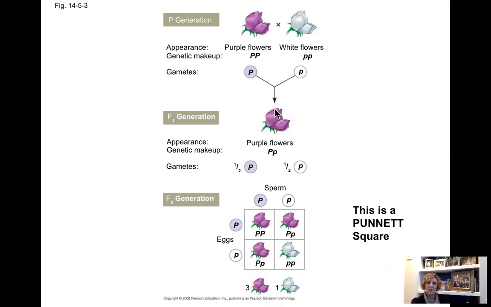And so here we see the law of segregation, that only one of these alleles gets into the gamete, only one of these alleles gets into the gamete. And then in the F1 generation, which is a hybrid generation, we see the genotype, which is big P, little p. And that is a heterozygous genotype. But notice, because of the law of dominance, we still have purple flowers, because the dominant allele is having its expression on the physical appearance of the flower.